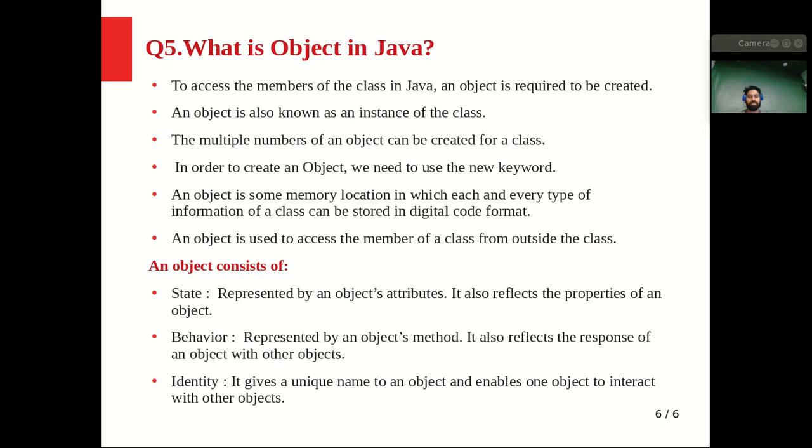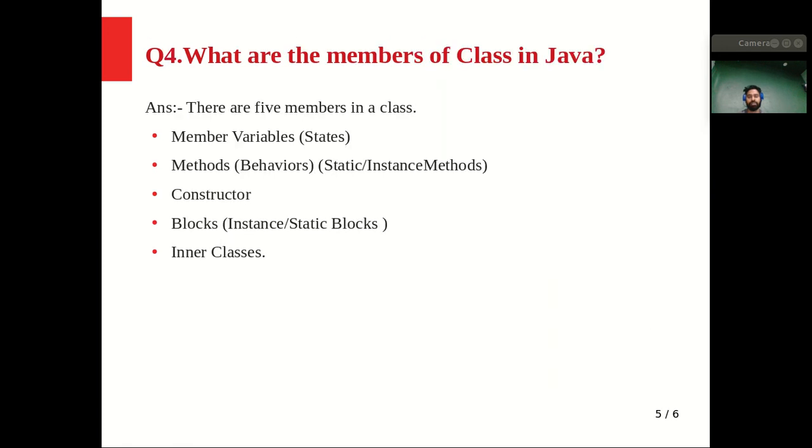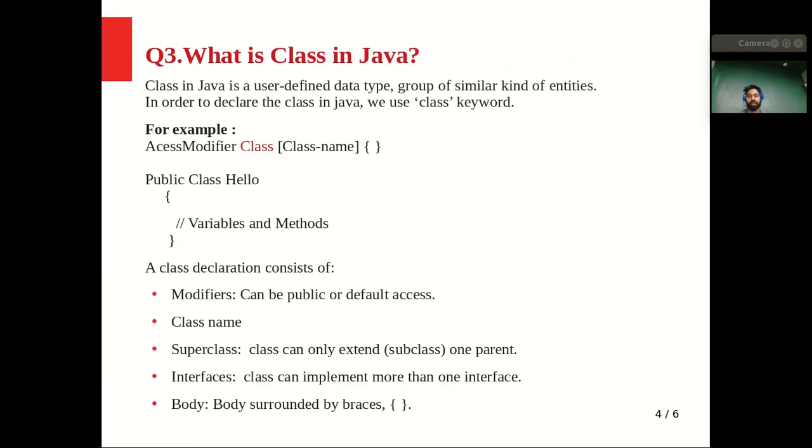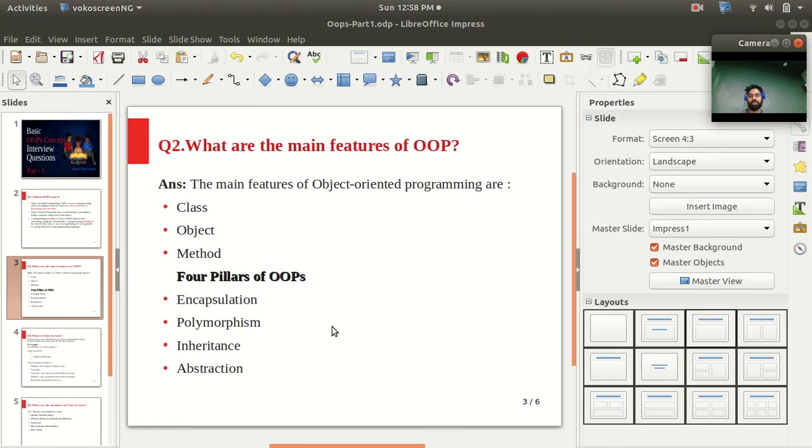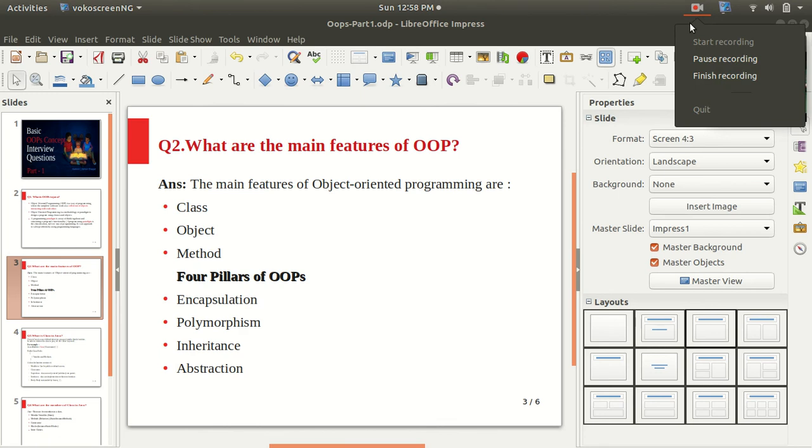In this session, I have discussed some of the important questions for the OOPS concept, and in the next session we are going to discuss all four pillars of the OOPS concept in detail, and also we are going to see what type of interview questions we may get regarding this topic: encapsulation, polymorphism, inheritance, abstraction, in our next session. So thank you, and see you in the next lecture.